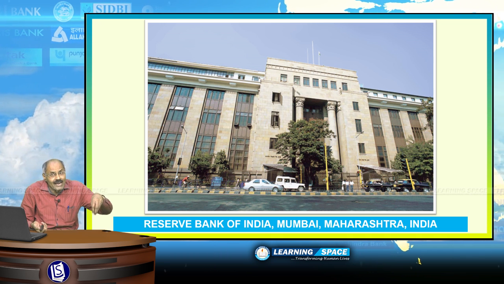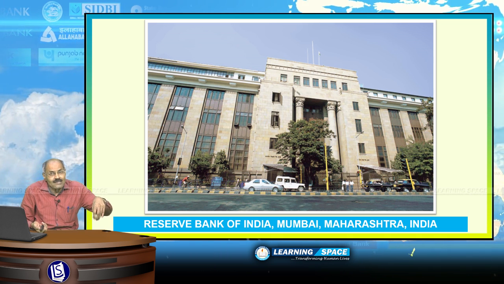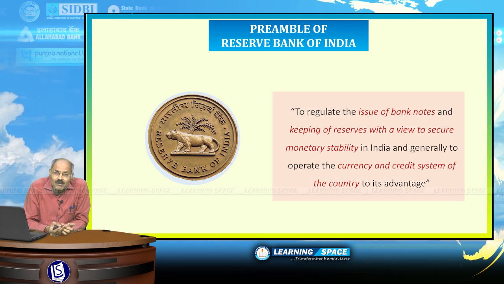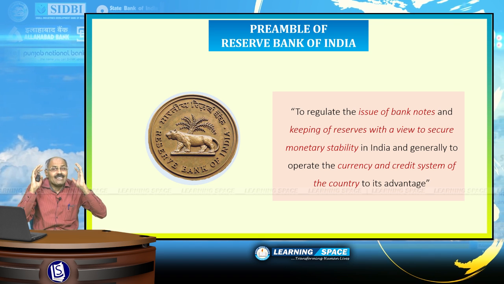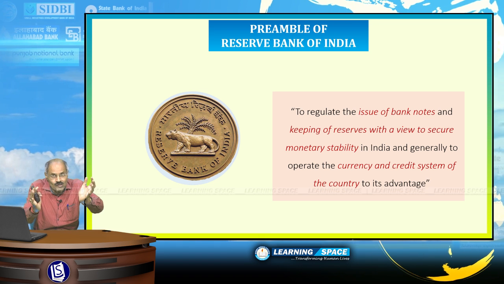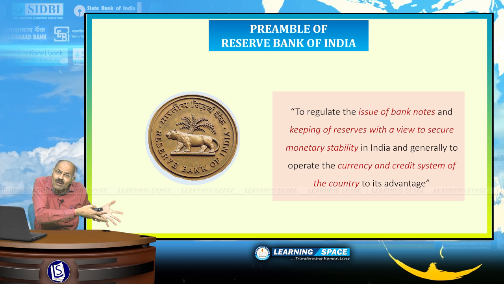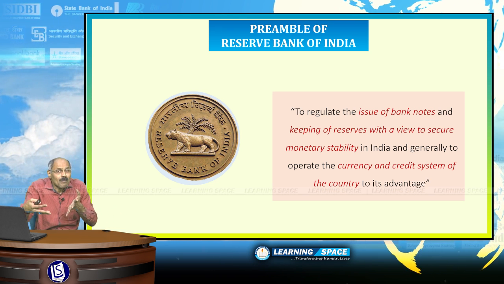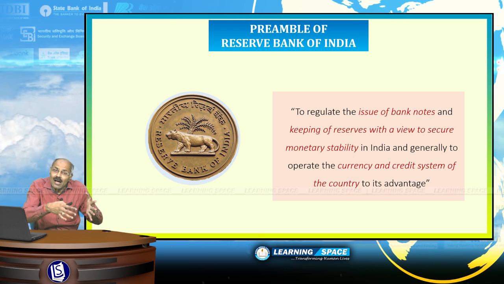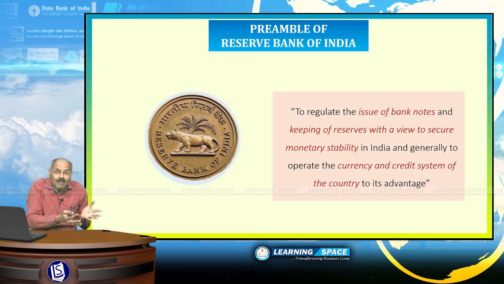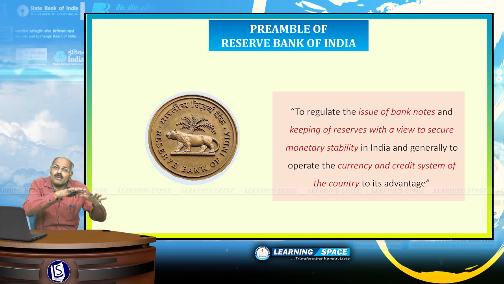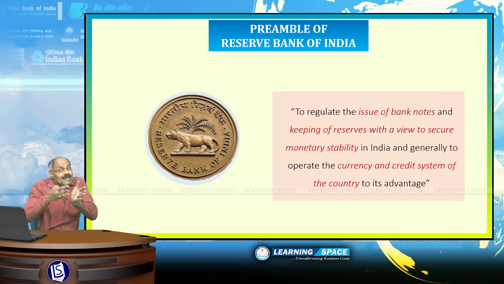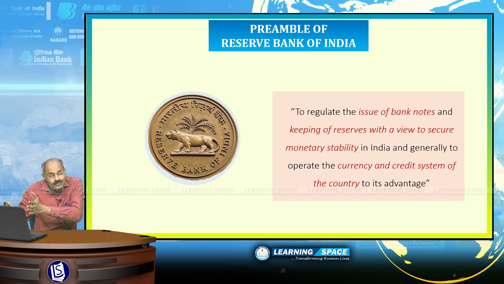So having learnt this, let us look at the preamble of Reserve Bank of India. What is preamble? Preamble states the intended purpose of any organization. If you look at the preamble of India, it says socialist, secular, sovereign republic, something like that. That means the goal of that particular organization or entity is evident from the preamble.